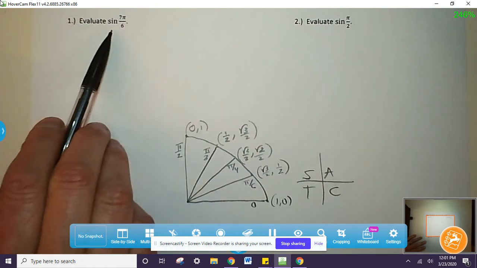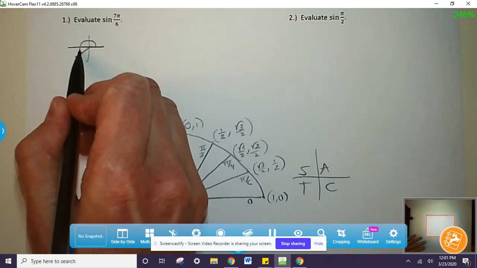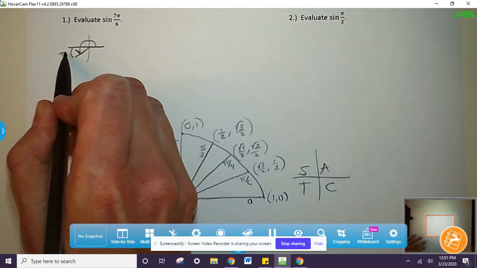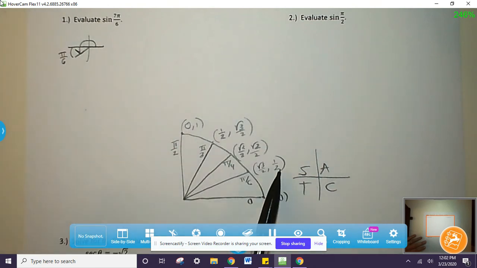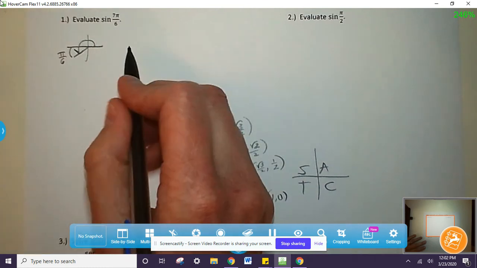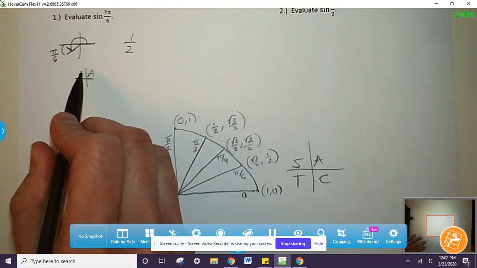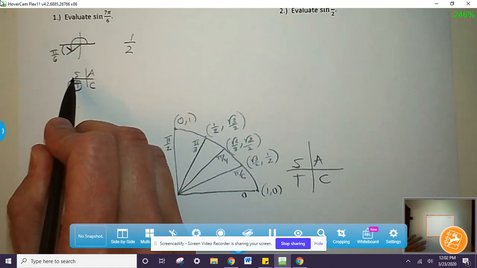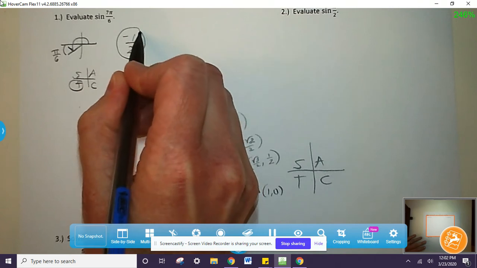And then to evaluate the sine of 7 pi over 6, you're going to sketch or think about this angle and find the reference angle. Since the reference angle is pi over 6, we're interested in this ordered pair. Sine is the y coordinate, so we're going to use 1/2. And then to figure out whether it would be positive or negative, you can think about All Students Take Calculus. Since 7 pi over 6 lives in quadrant 3, sine should be negative.